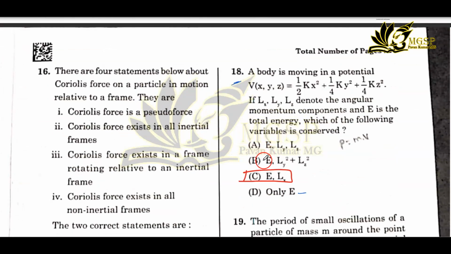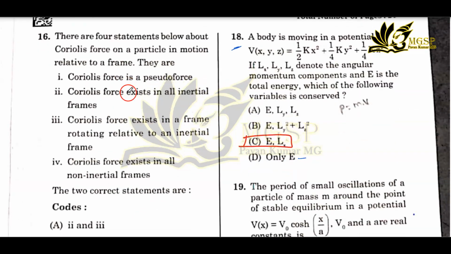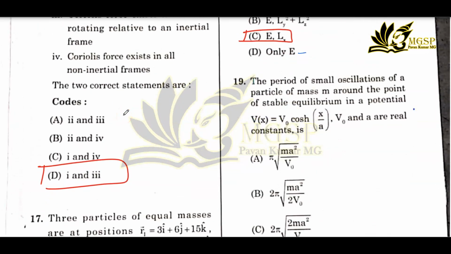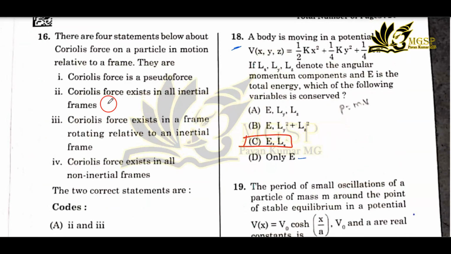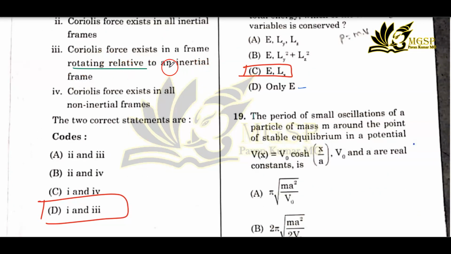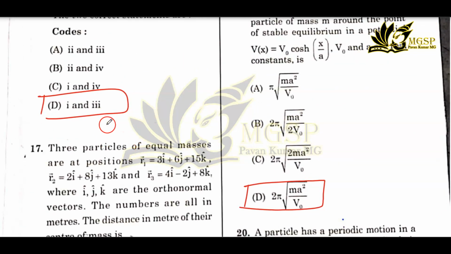Next coming to the four statements below, on Coriolis force. I gave a brief introduction of it. Coriolis force is a pseudo force, and it is applicable only for a frame rotating relative to an inertial frame. So option D is the correct one.